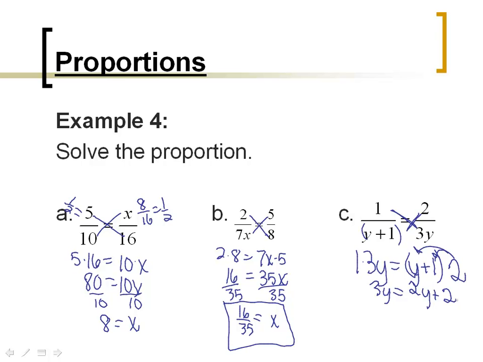Let's combine our like terms. This is positive 2y here, so it becomes negative 2y on the other side. 3y minus 2y is just 1y, so y equals 2. And if we wanted to check this to make sure we were right, this is 1 over 2 plus 1, which is 1/3. This is 2 over 3 times 2, which is 2 over 6, and they both are divisible by 2. 2 divided by 2 is 1, 6 divided by 2 is 3. So they both reduce to 1/3, so we know our proportion is correct for y equals 2.